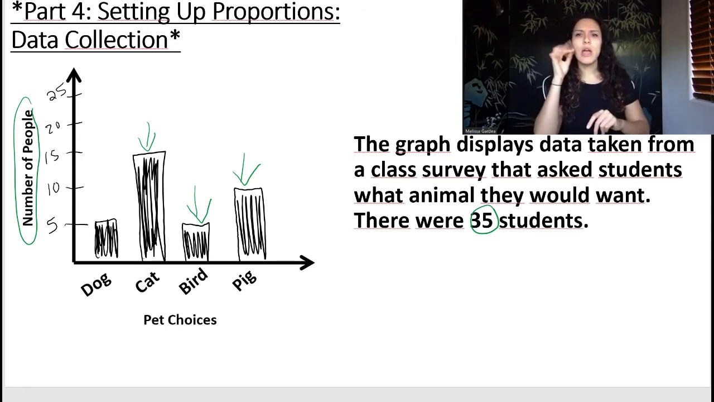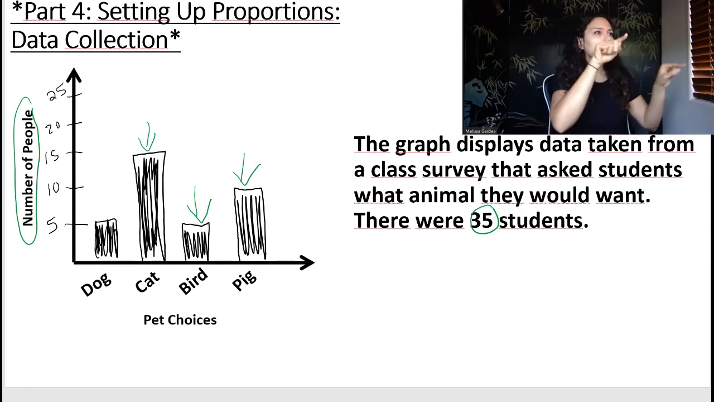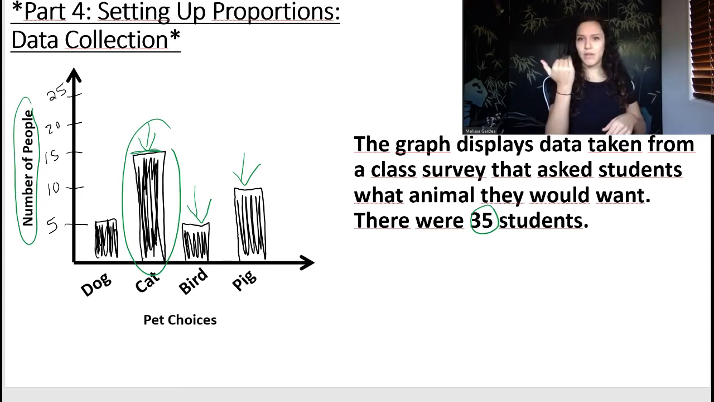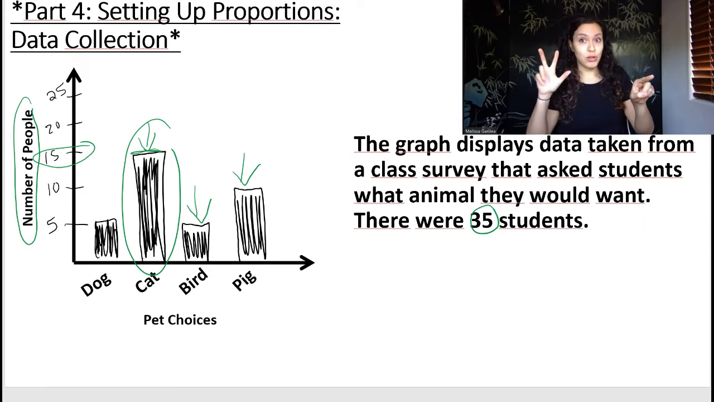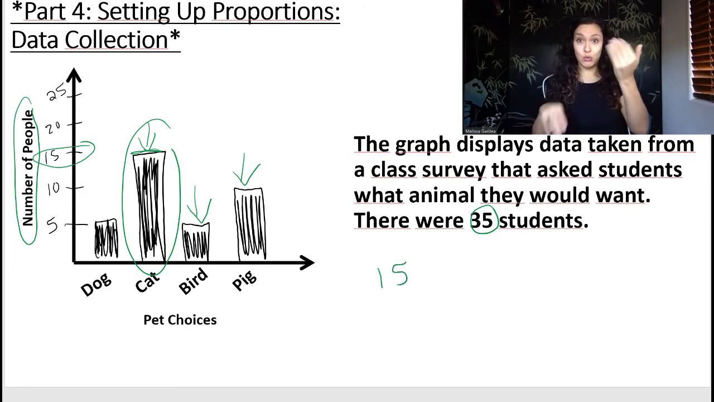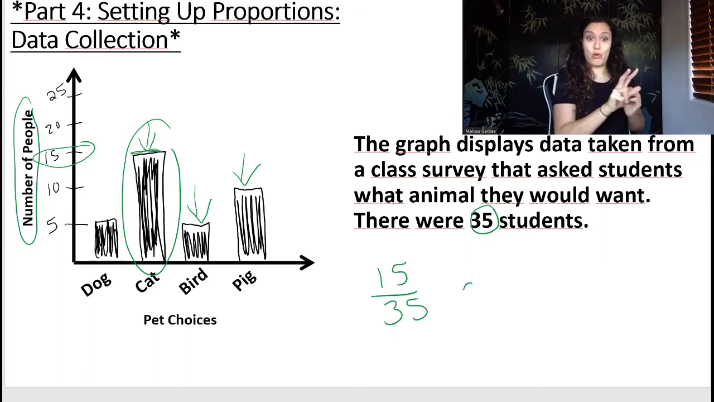So if I asked you how many people chose a cat, you would look at this and say, oh, it goes up to 15, so 15. But what if you know that this is out of 35 students? That would be 15 out of 35 students would choose a cat.